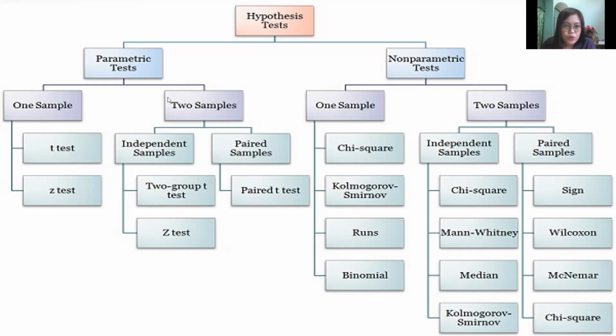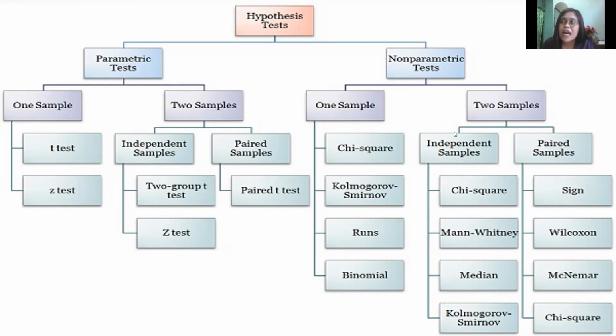Now, if you have two samples, and the two samples are independent from each other, then we have the z-test for two samples. But we also have another one, which is the two-group t-test. But if the two samples are dependent on each other, then we call it paired samples. We only have here the paired t-test. So we'll get to know them as we move on with our discussion.